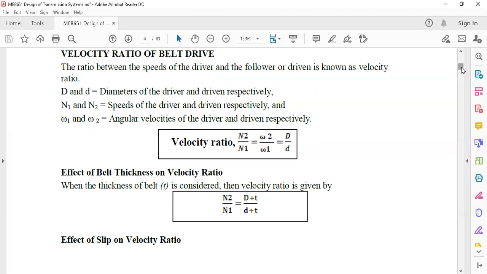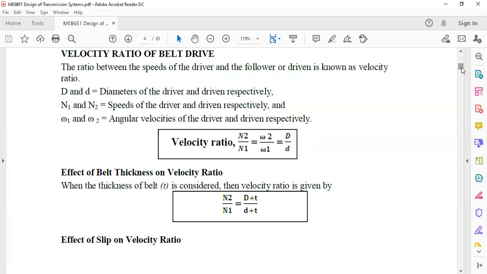Okay, that comes under D, the diameters of the driver and driven pulleys respectively, and N1 and N2, which are the speeds of the driver and driven respectively, and what is the angular velocity. From the angular velocity relationship only, we are going to solve the velocity ratio. Angular velocity in the sense of the velocity is equal to N2 divided by N1.